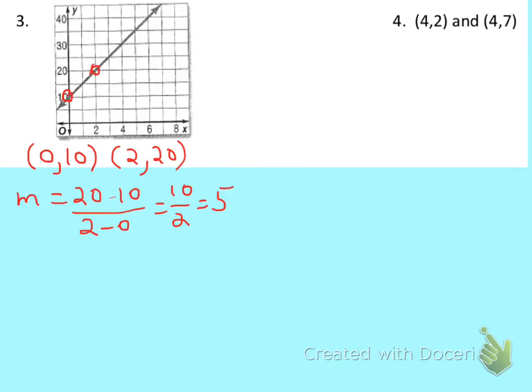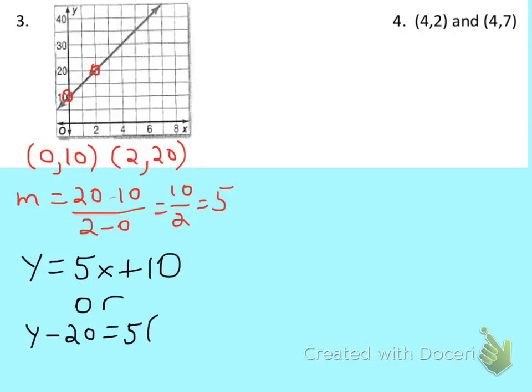This has a slope of 5. I see that the y-intercept is 10 because the graph crosses the y-axis at (0, 10). So I would write my answer in slope-intercept form. However, you are free to write it in point-slope form, as you can see there, if you wish. So either one is acceptable.